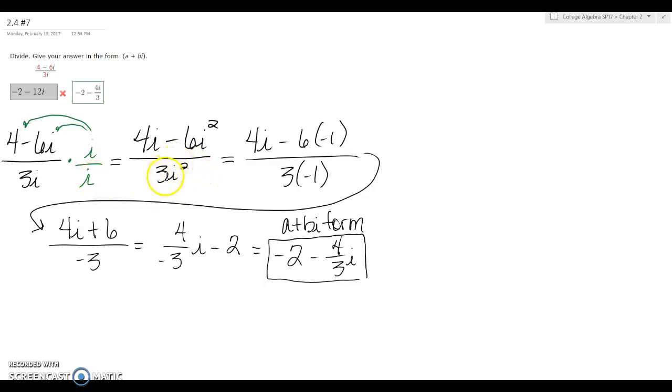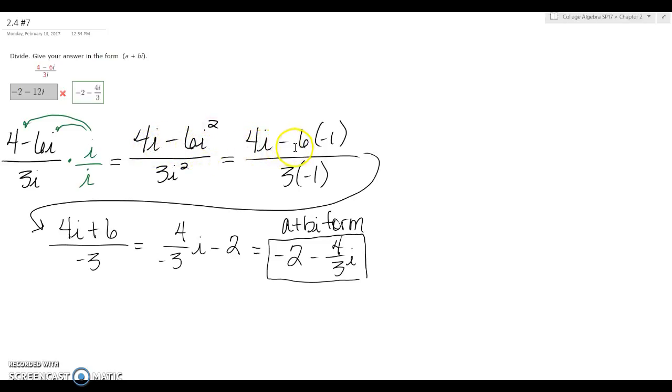And the reason why I do that is right here, i squared. Because I know that i squared is equivalent to -1, which I eventually replace, which means I no longer have a radical in the denominator. So in my denominator, I have 3i squared. In my numerator, I have to distribute the i, so I get 4i minus 6i squared.